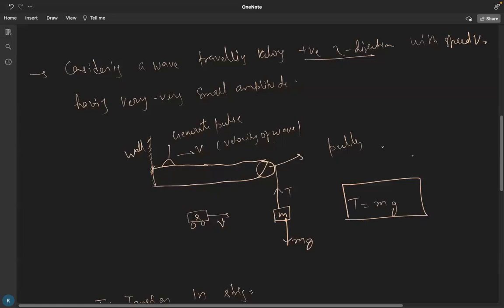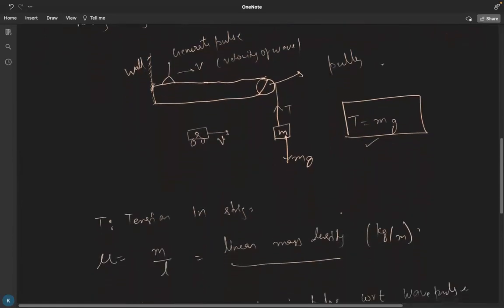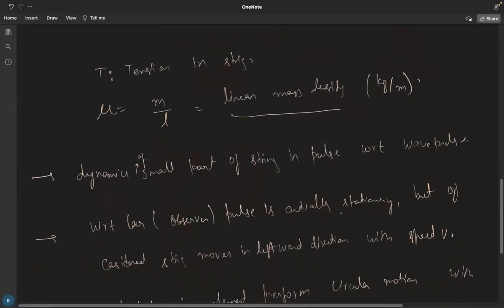And from the dynamics, I assume that there is a tension T in this string, which is equal to mg. And we are defining a new term, the mass per unit length, which is nothing but the linear mass density, right? Which is equal to kg per meter. Now, when we discuss the dynamics of the small part of this string, what do we actually observe?